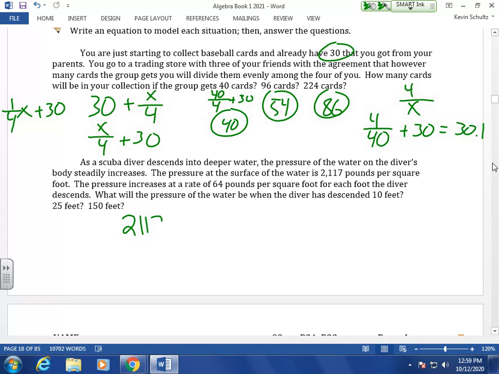2,117 plus 64. Good. Doesn't matter, you can put it wherever you want. But 2,117 plus 64n, you could write that the other way, 64n plus 2,117. But yeah, that 2,117 is your constant because that's what the pressure is at the surface, right? That's not changing. Whether you dive 10 feet or 100 feet, it's still that amount of pressure at the surface.